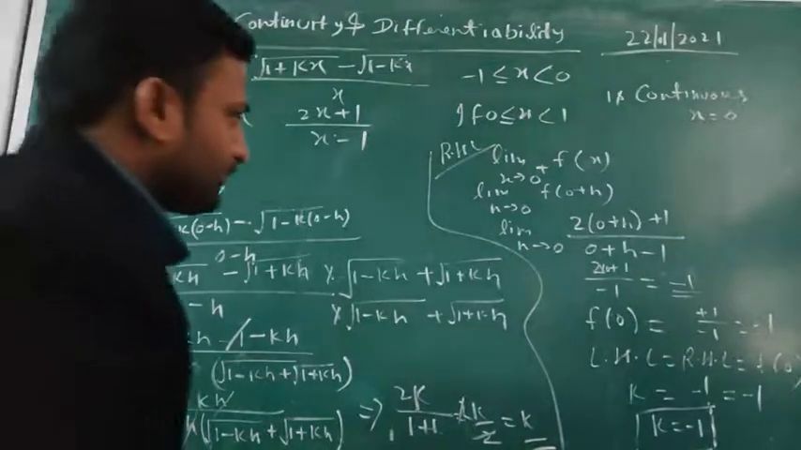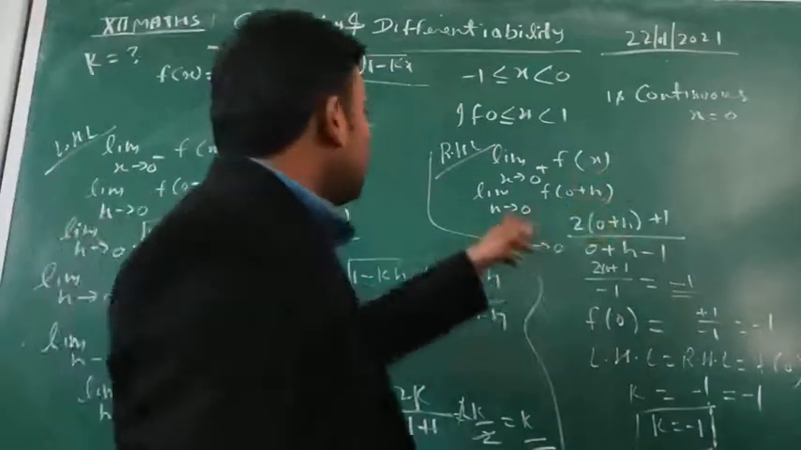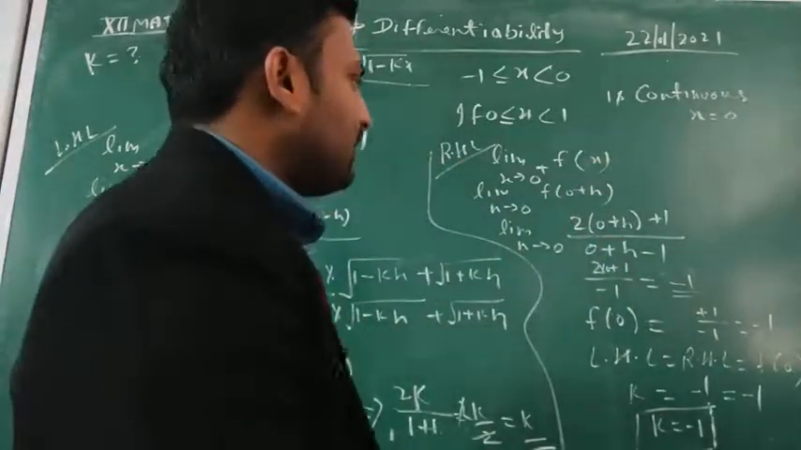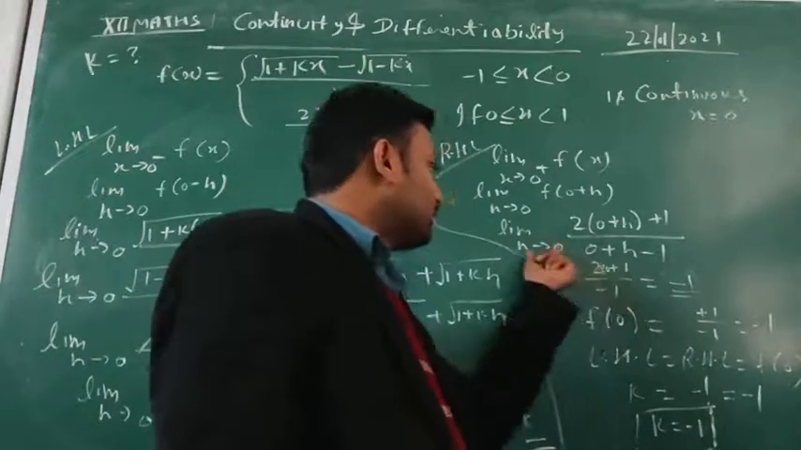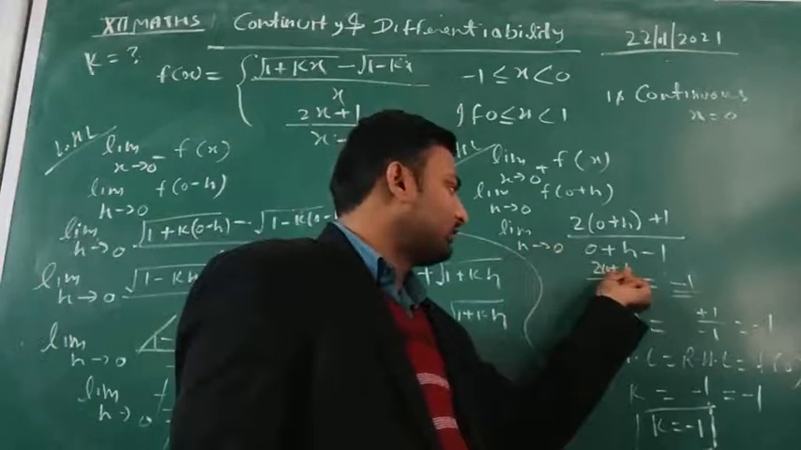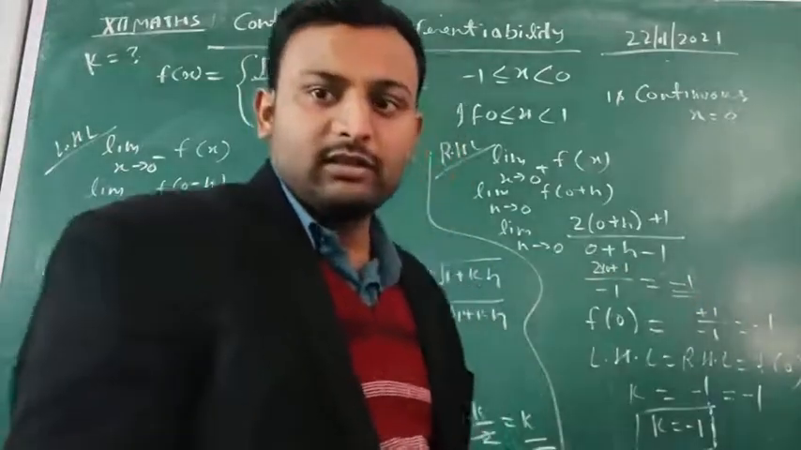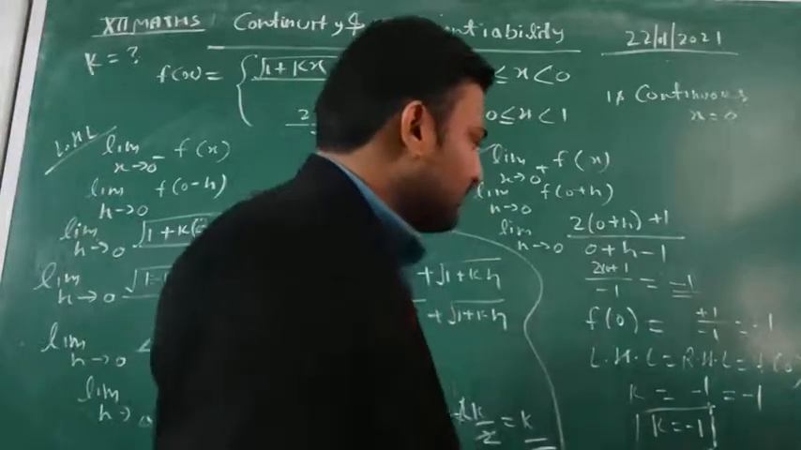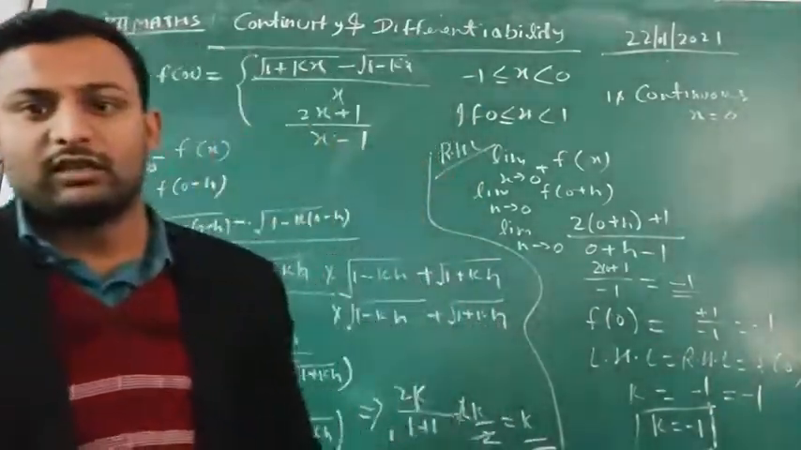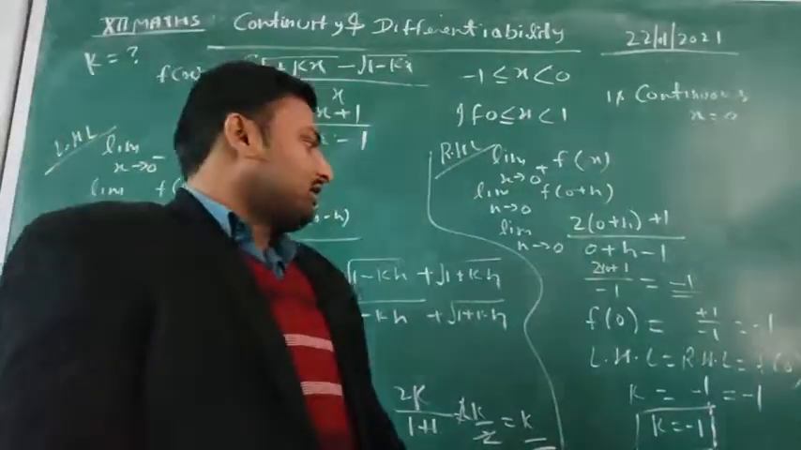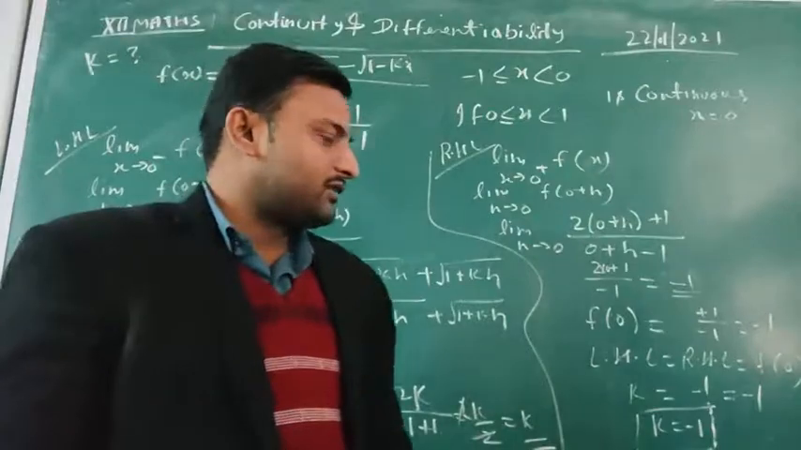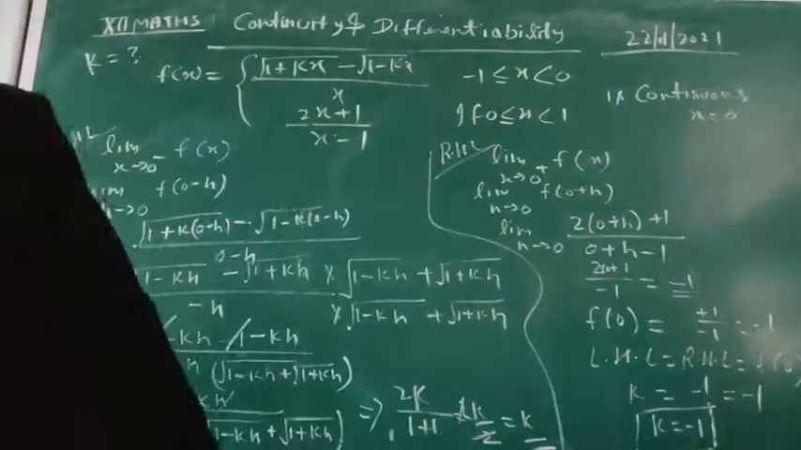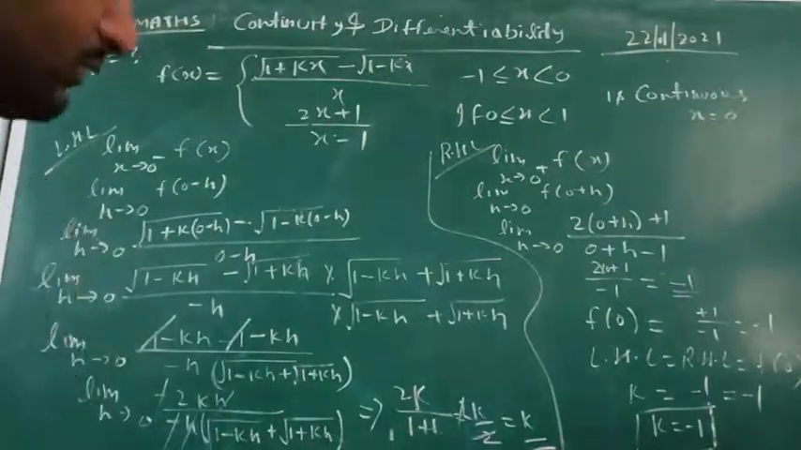Now our right hand limit is limit h tends to 0 of f 0 plus h, and the function is 2x plus 1 by x minus 1. So we can replace it with 2 into 0 plus h plus 1 by 0 plus h minus 1. So limit h tends to 0, 2 into 0 plus 1 by minus 1, which is equal to minus 1. I hope you understand. And left hand limit, right hand limit and value of the function will be equal because the function is continuous, so k will be equal to minus 1. So in this way we can find out the value of k. I hope you understand. Now we move to the next question students.